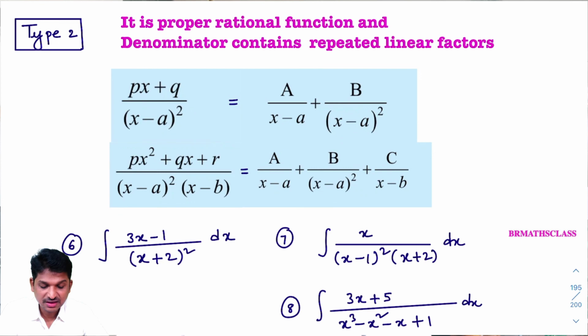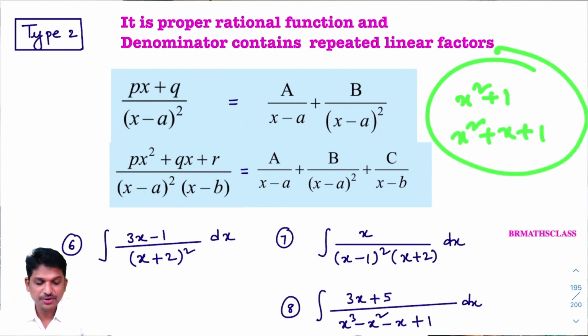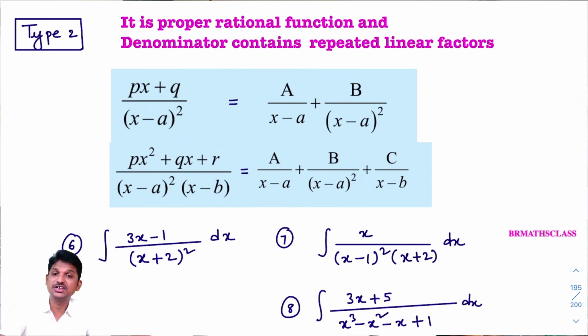Type 3 is when the denominator contains irreducible quadratic factors. It is a proper rational function and the denominator contains irreducible quadratic factors like x square plus 1, x square plus x plus 1. When such types of expressions are there in the denominator, how we split that rational function into partial fractions using partial fractions, that we will learn in the next class.